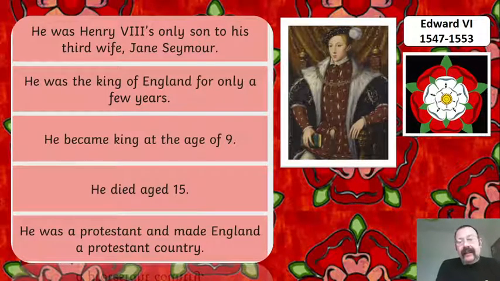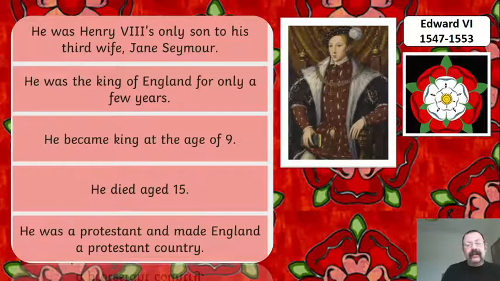He died at the age of 15, so he was a teenager when he died. He was a Protestant and made England a Protestant country, and we're going to come back and have a look at that term later on, so don't worry if you don't understand that word or you haven't heard that word used before, but it's all to do with belief and religious beliefs.